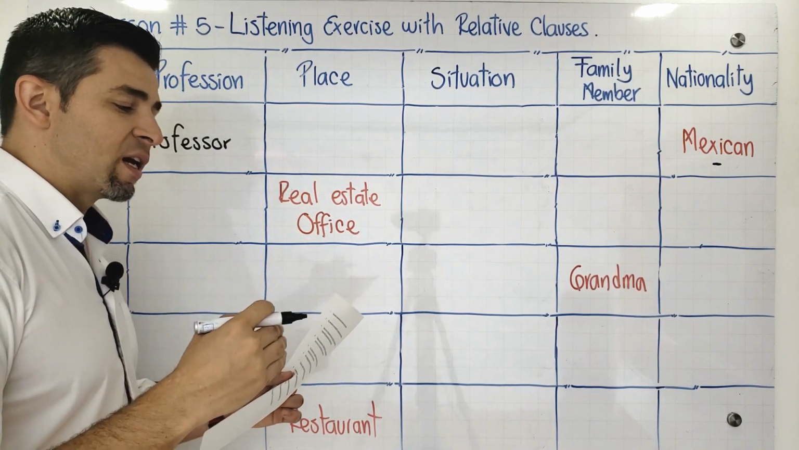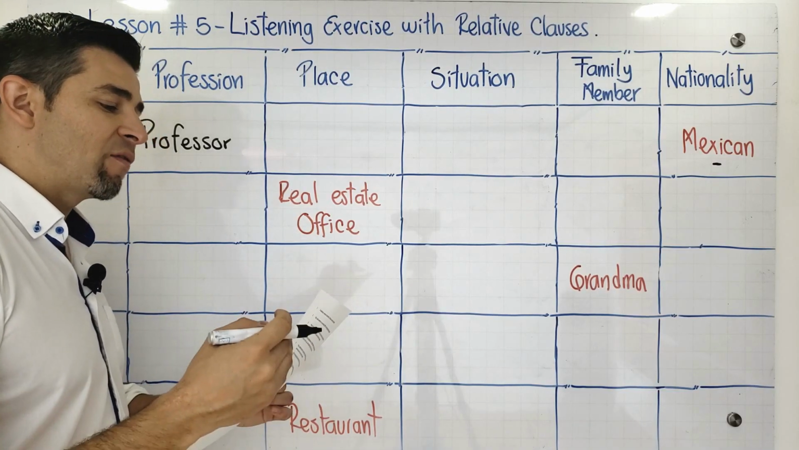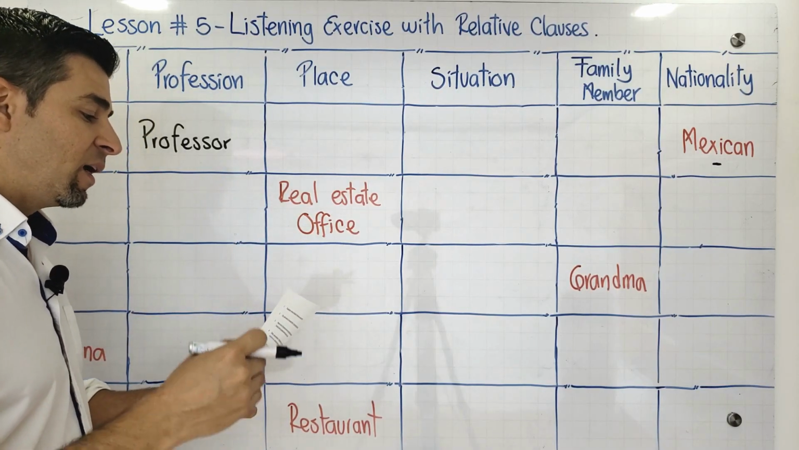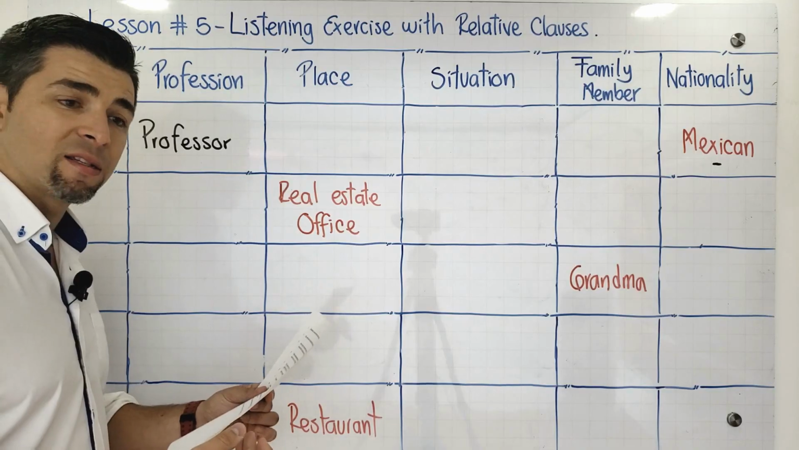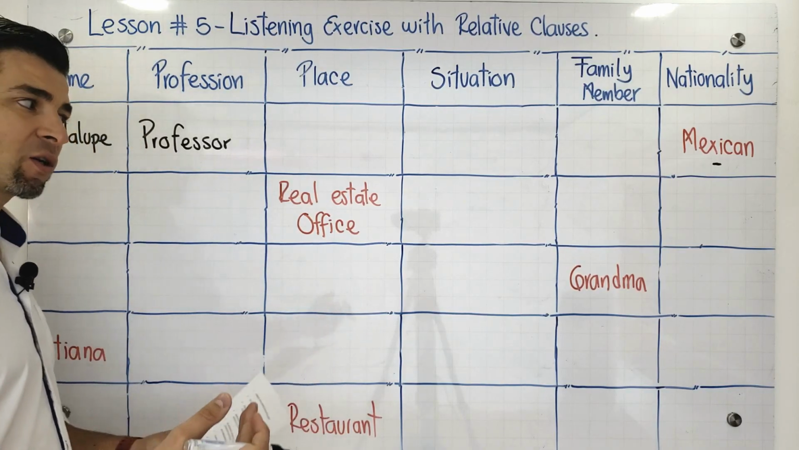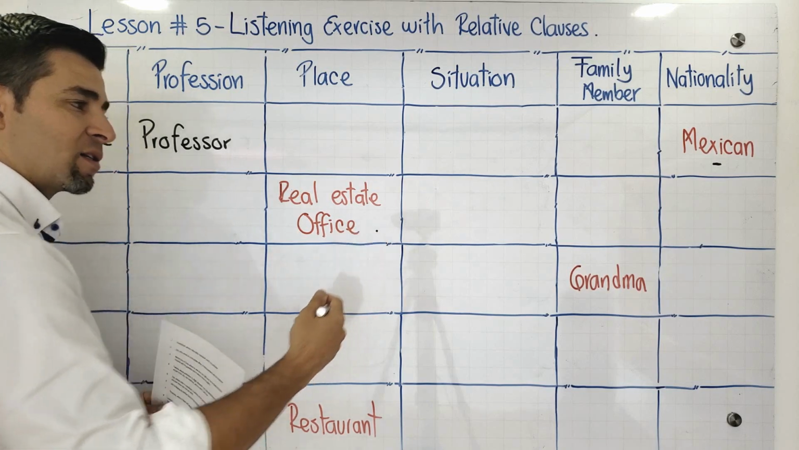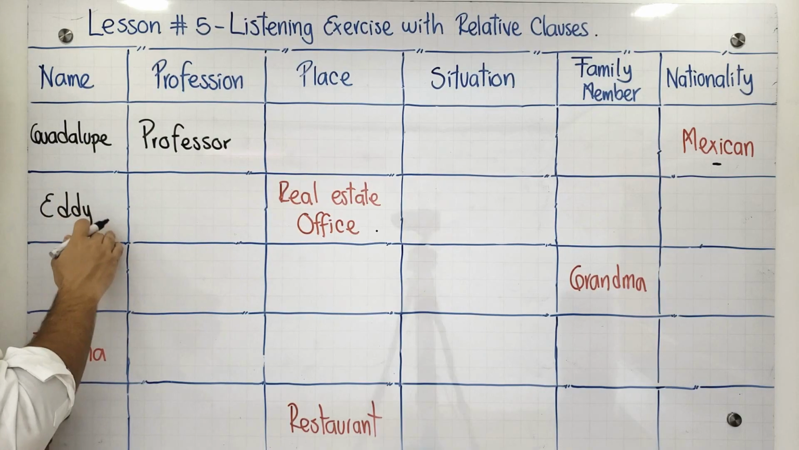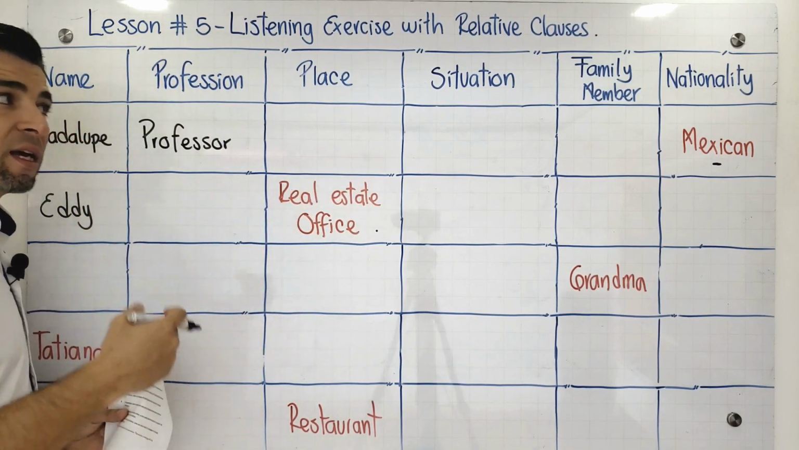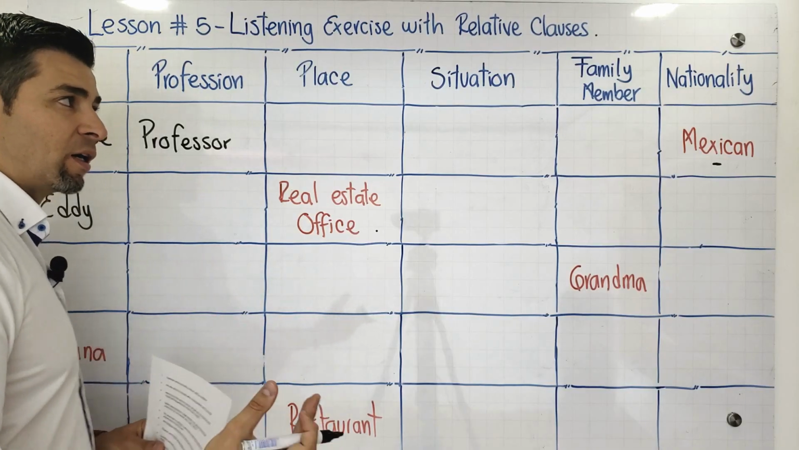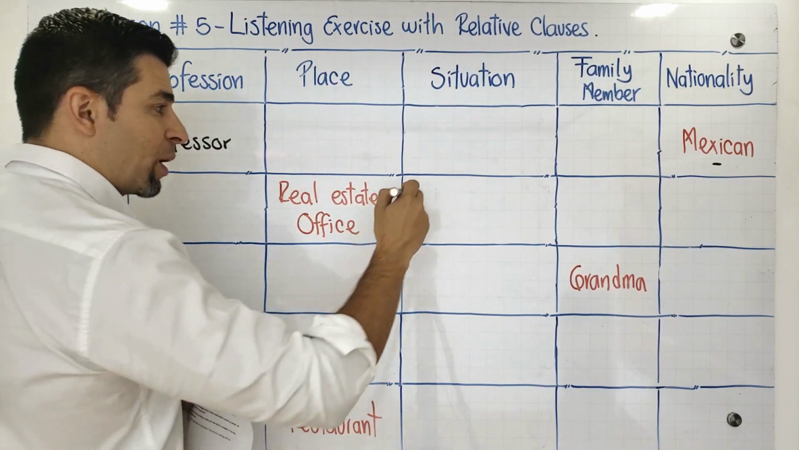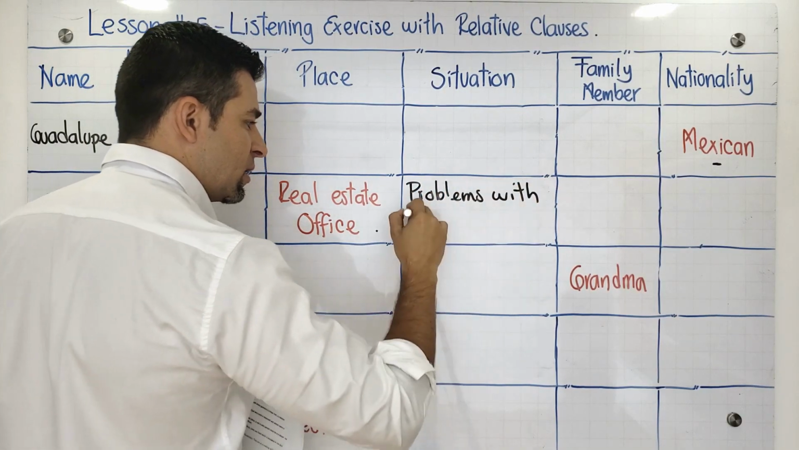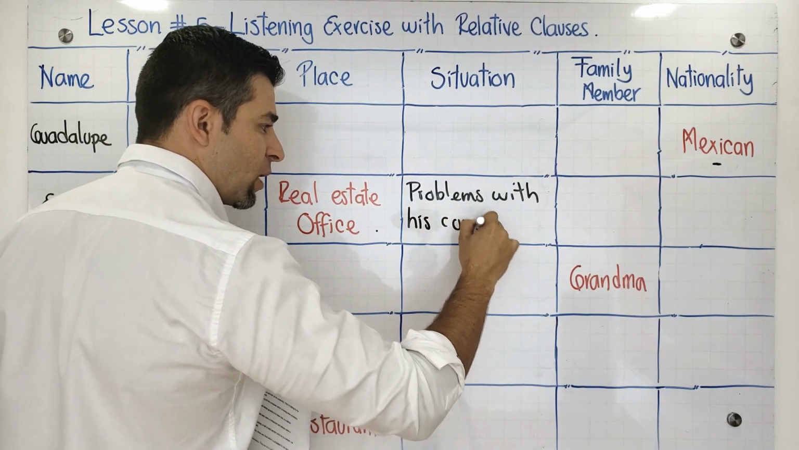Eddie, who works in a real estate office, is having problems with his computer. One more time, guys. Try to listen carefully. Eddie, who works in a real estate office, is having problems with his computer. So we mentioned real estate office, and we mentioned the name too. So his name is Eddie. So that's the situation that we have. Problems with his computer. This is the situation that we have to write here.